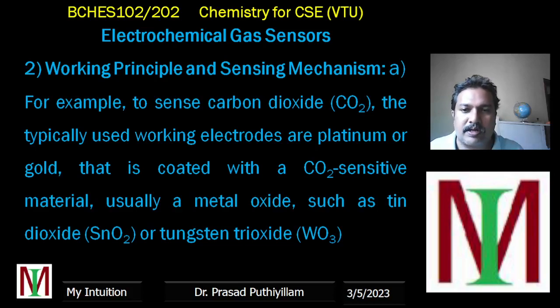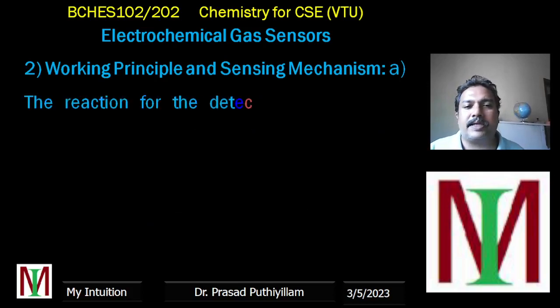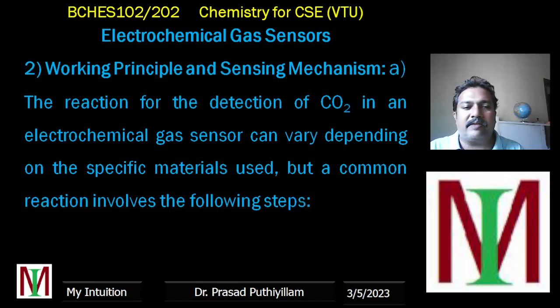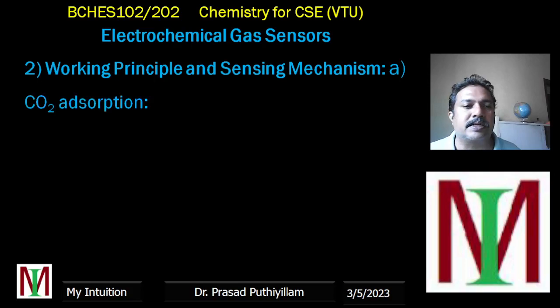And the electrode, we are not using tungsten as such as an electrode. The electrode is made up of platinum or gold or any carbon graphite coated catalytic coated one, and over that we are using tungsten trioxide or tin dioxide, which can be used even nano sized to give better performance. It can be used as the sensing material. Now, the reaction for the detection of carbon dioxide in an electrochemical gas sensor will vary with the material that we use, and therefore we have to consider different reactions.